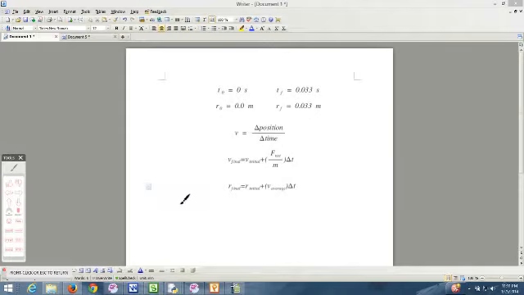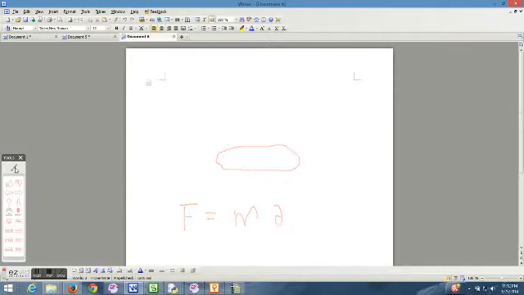Newton's second law states that the final velocity is equal to the initial velocity plus the net force over the mass of the system times the change in time, as I've marked right here, and sometimes it's also written as the force equals the mass times the acceleration.